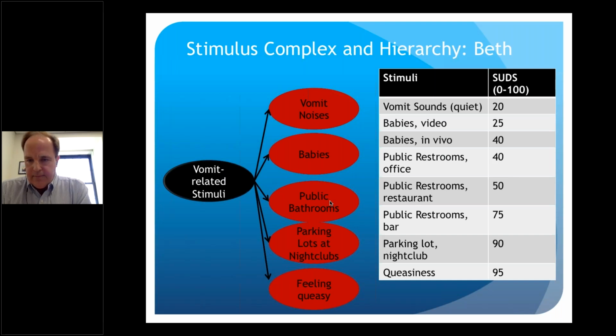Videos of babies would be a 25. So the idea of seeing the stimuli is what kind of keyed her in. When she saw babies in person, then her anxiety went up even further. If she had to go to a public restroom in, let's say, an office, that was about a 40, mainly because her prediction was that you would not encounter vomit or people vomiting in an office restroom, as opposed to in a restaurant where she felt the risk was a lot higher, and in a bar, particularly high.